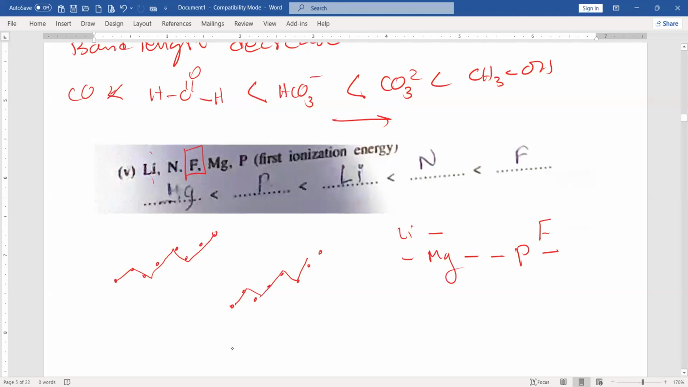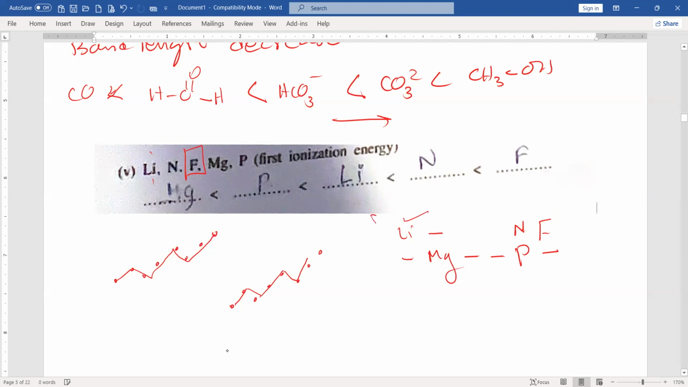1, 2, 3, 4. We have 1, 2, 3, 4, 5. By the next element, it is nitrogen. Nitrogen is just above the chlorine. So definitely this nitrogen will have higher value than phosphorus. So here, magnesium, lithium. When we compare this magnesium and lithium, lithium has the lowest.